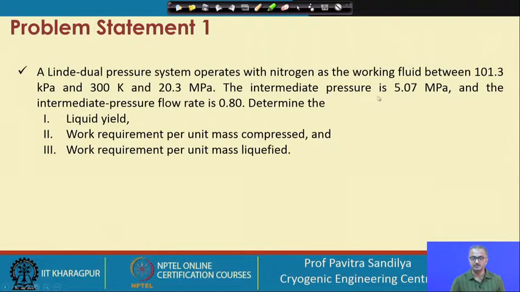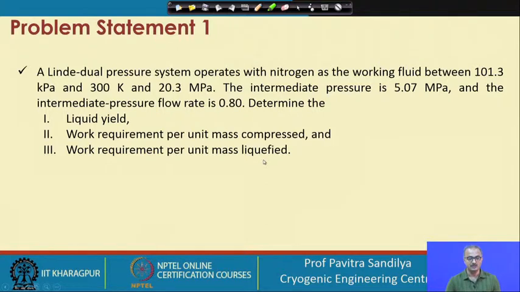The intermediate pressure is 5.07 megapascal and the intermediate pressure flow rate is about 0.80. So this flow ratio has been given as 0.8, and this is given as the intermediate pressure. And what do we determine? We determine the liquid yield, the work requirement per unit mass of the gas compressed, and the work requirement per unit mass of the gas liquefied.